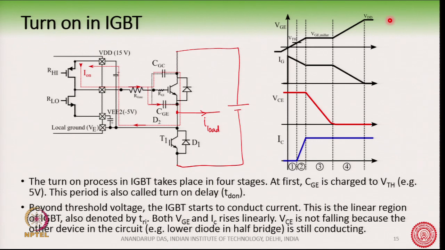And of course, how is the circuit? If you follow these red lines, you can see that during the turn on process, this MOSFET is on. So, the current is flowing from here, going like this, and then going like this and coming back like this. So, this is the circuit here.